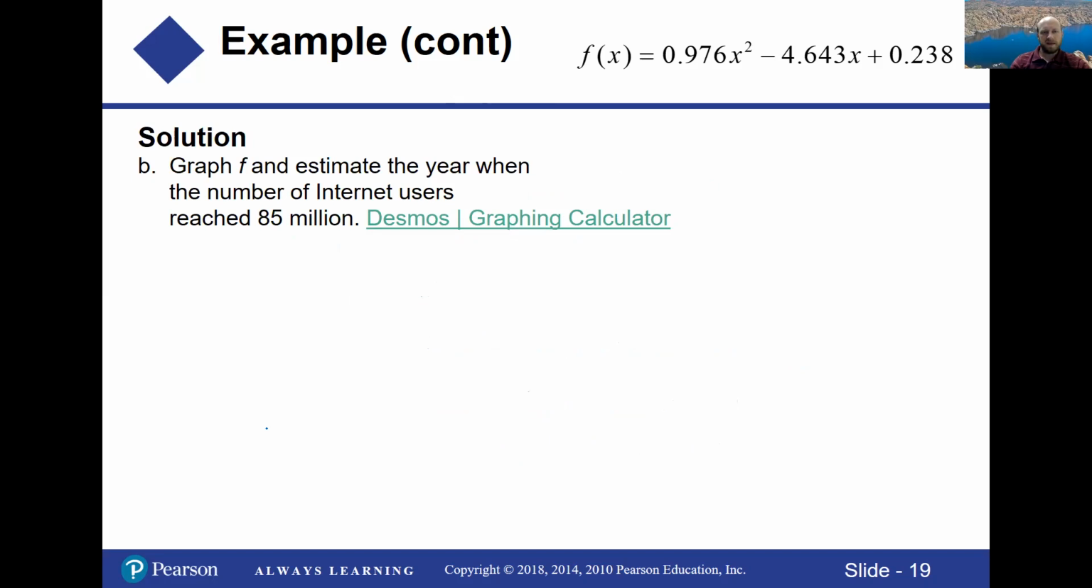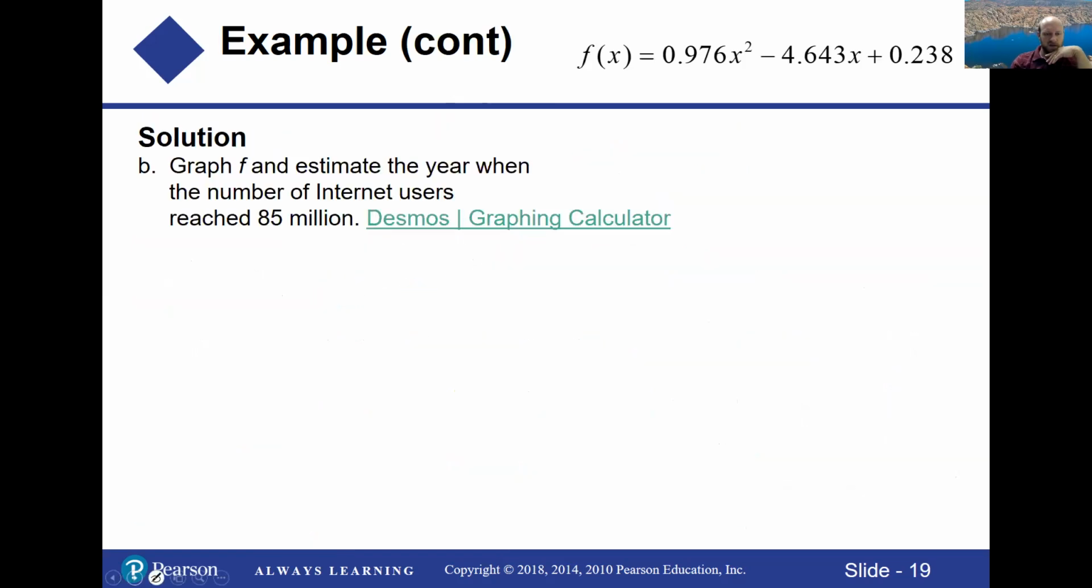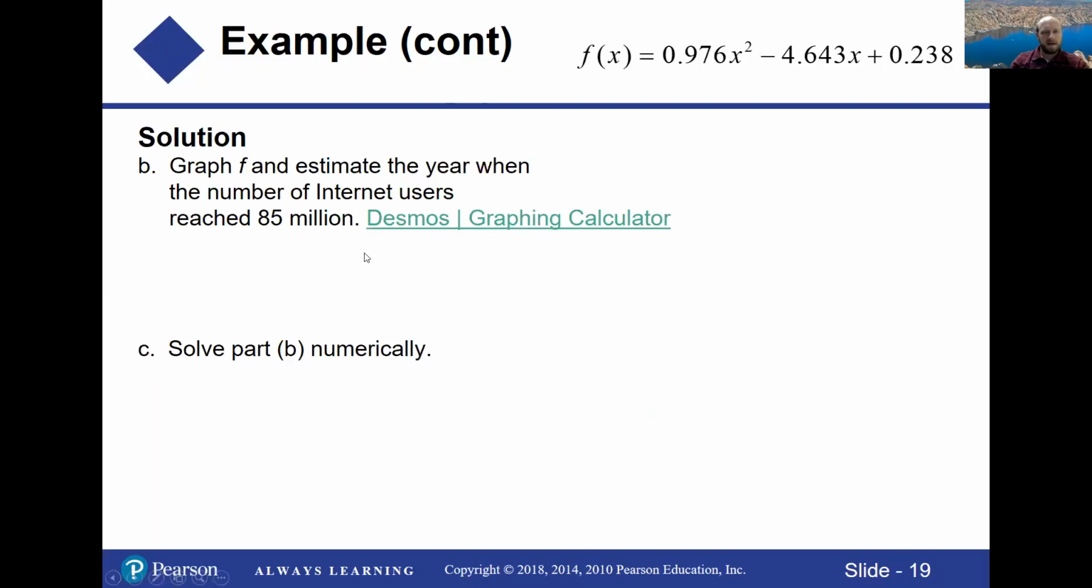Okay, now part B, I kind of want you to graph this, okay? And if you want to use Desmos, you can, but I'll just kind of show you quick and wrap it up here. We're going to estimate the year in which the number of internet users reached 85 million. Well, actually for this one, if you go on your graph and look, it looks like 85 million is right about here. So right about year 12 or year 2002. Okay. So if you graphed it, oh, did I? Maybe I don't have the graph. Let me go ahead and do that here.